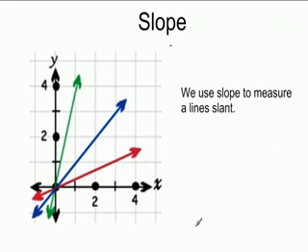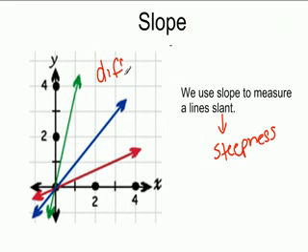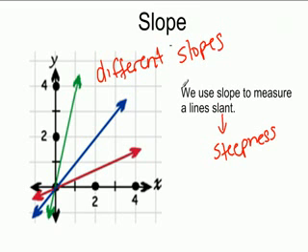Alright, now in this picture we use slope to measure the line's slant or the steepness. So again, slant would be the same as steepness. Okay, in this picture, the green, blue, and red lines all have different slopes, because they all have a different slant or a different steepness. And we're going to learn how to find what that steepness is.